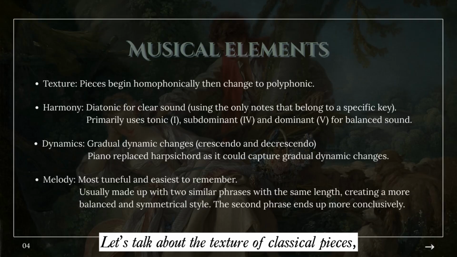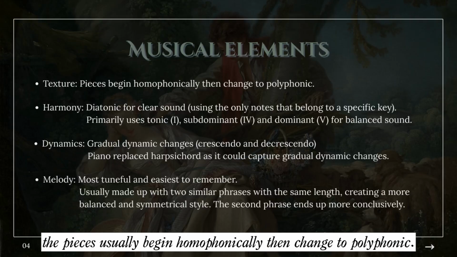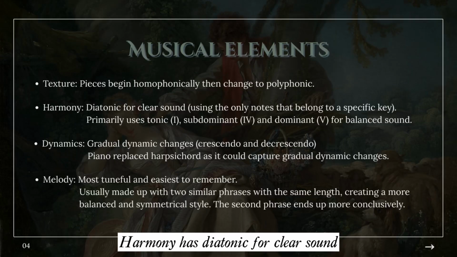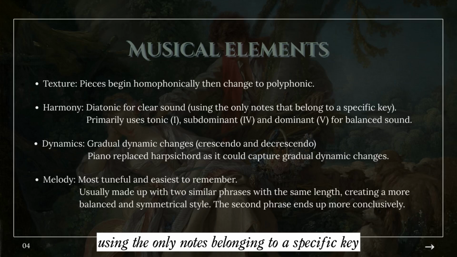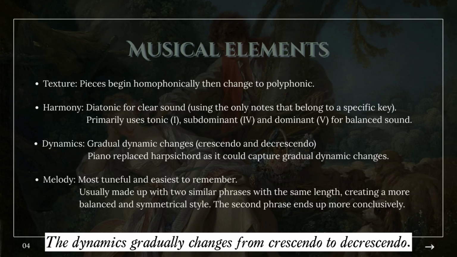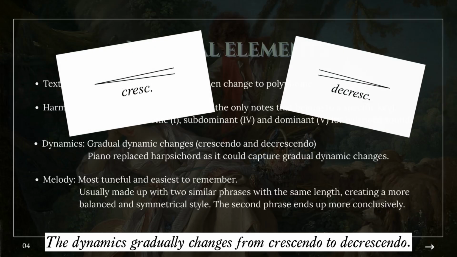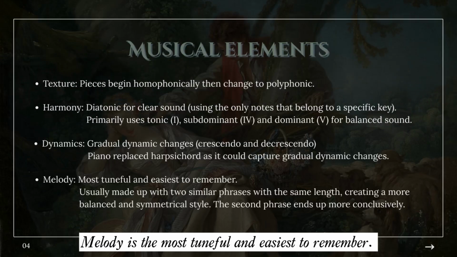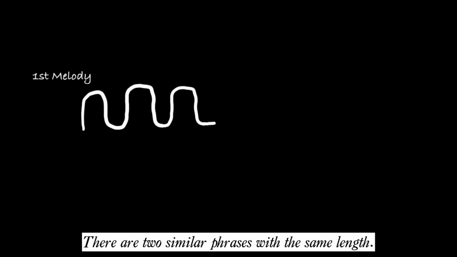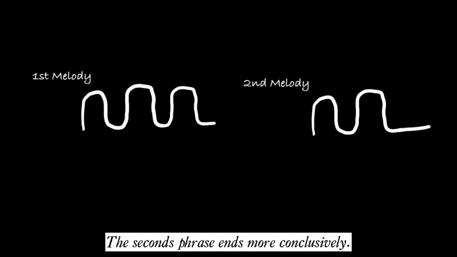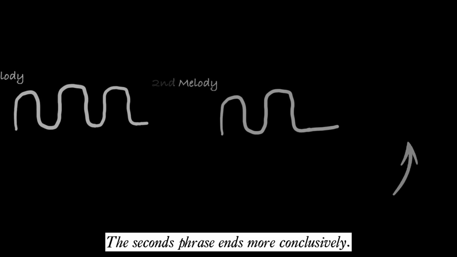Let's talk about the texture of classical pieces. The pieces usually begin homophonically, then change to polyphonic. Harmony is diatonic for a clear sound, using only notes belonging to a specific key. The dynamics gradually change from crescendo to decrescendo. Melody is the most tuneful and easiest to remember. There are two similar phrases with the same length. The second phrase ends more conclusively.